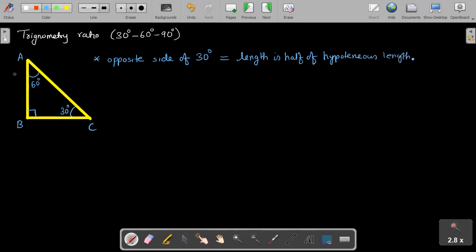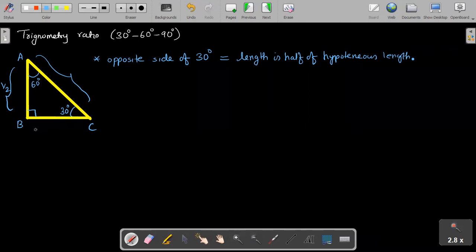ओके तो ये क्या है एक्चुअली, ये हमेशा हाफ रहेगा, आधा रहेगा इस लेंथ का. ये अगर 6 है तो ये होगा 3, ये अगर 8 है तो ये होगा 4. That's what the theorem is telling you. That's the rule. Okay.